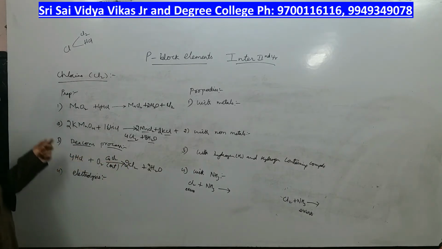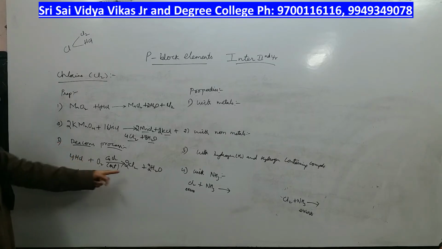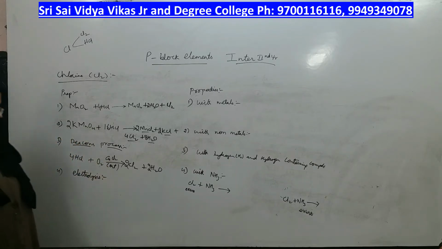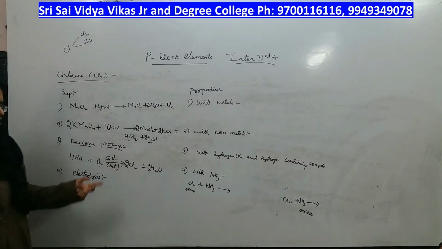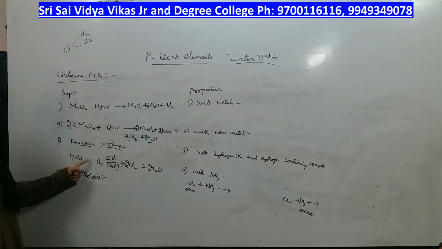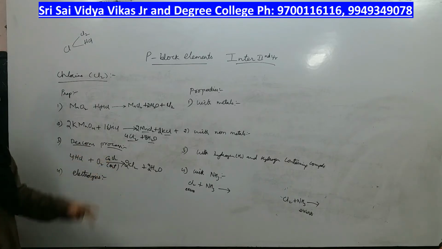This is Deacon's process of synthesizing chlorine gas at industrial level, in which the catalyst is cupric chloride. This question can come for your 2 marks, in which you write about Deacon's process. The process in which chlorine is prepared by oxidizing HCl in the presence of this catalyst is called Deacon's process. You have to write the reaction.